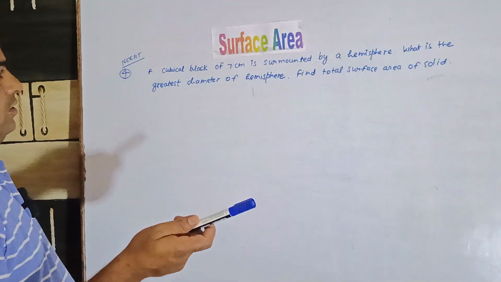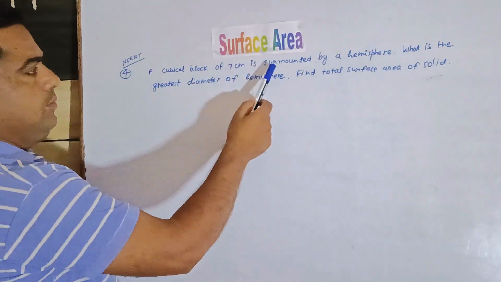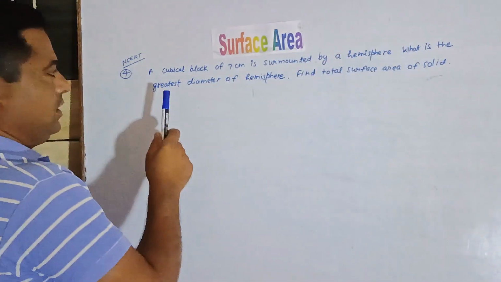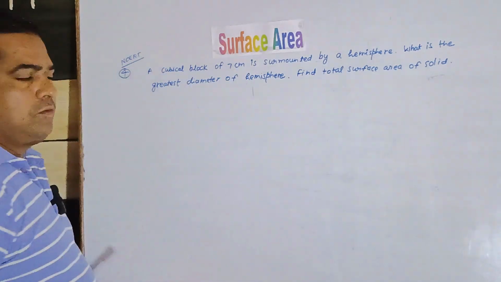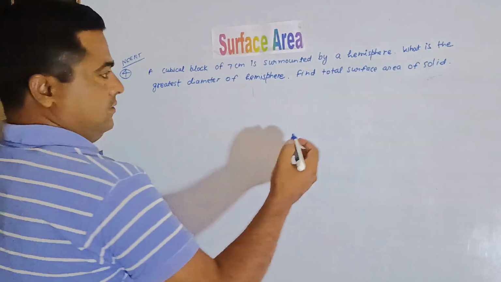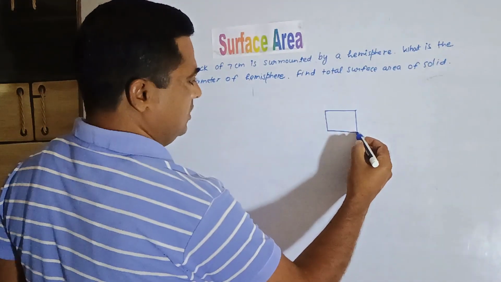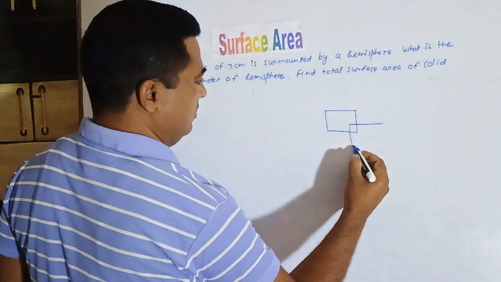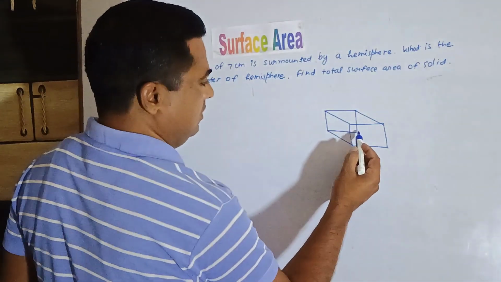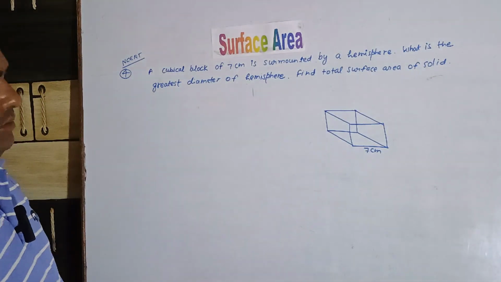Students, our question number 4 from NCERT book. A cubical block of 7 centimeter is surmounted by a hemisphere. What is the greatest diameter of the hemisphere, and find total surface area of the solid? Students, first of all, we will make figure of this. We have a cubical block of side 7 centimeter. Students, what is the side of this cubical block? This is 7 centimeter. And they are saying we have a hemisphere, correct?